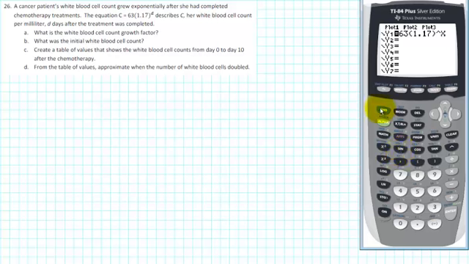To create a table of values, we'll go to Table Set, second window. We'll start at 0. We'll increment by 1. And we'll let the calculator automatically fill in the values for the independent and dependent variables. Go to Table, second graph.